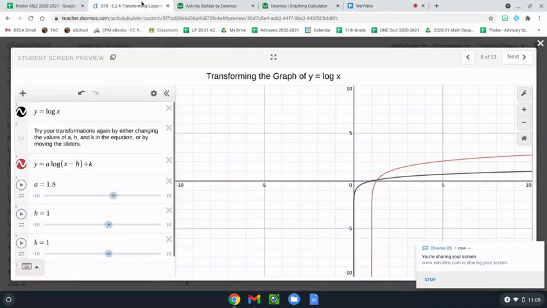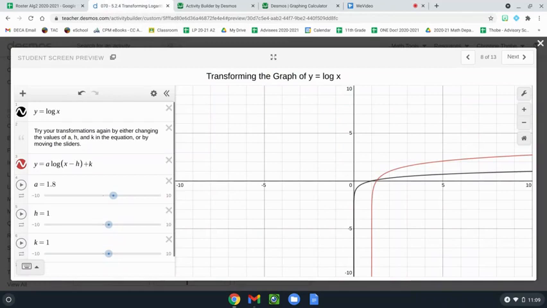Hey guys, as I was reviewing your 070 assignment over 5.2.4 transforming logarithms, I saw a little bit of confusion that was happening and some answers that I wasn't quite looking for. So I'm going to do a little video review of that assignment so that you can reassess where you're at and re-answer a couple of those questions. I put them right here in this Desmos activity, so you don't need to go back to the old one and fix your answers. They will be on the slides to follow.